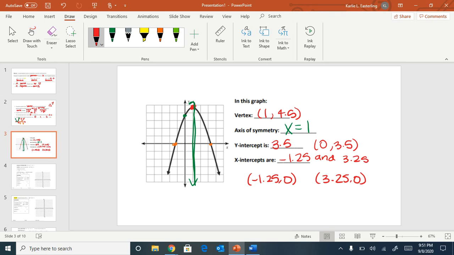If you were struggling, looking at this graph, to get any of those, let me know, because I can help you with that. But we've been going over these quite a bit, so I feel like most people are fairly comfortable with these.